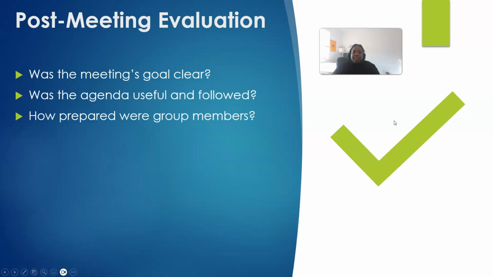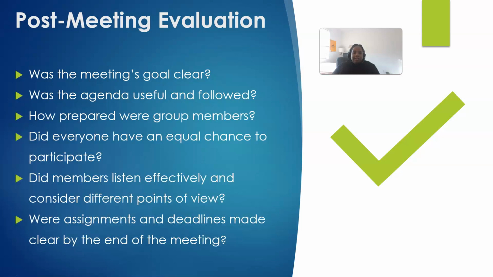Post-meeting evaluation. So here are some of the questions that we can all ask ourselves to make sure that we are doing what we need to do in our meetings. Is everything being taken care of? And for the future, was the goal clear? Was the agenda useful and followed?